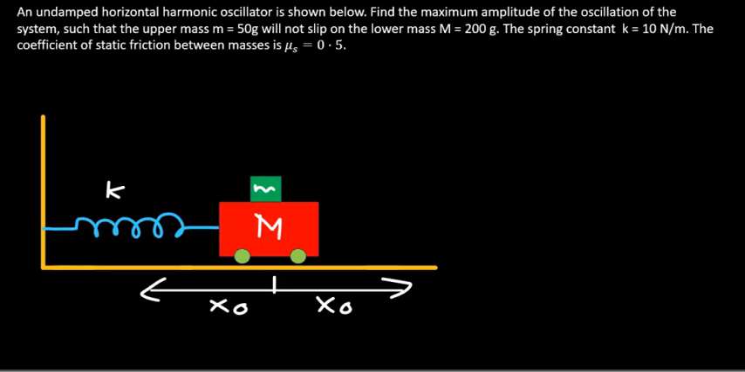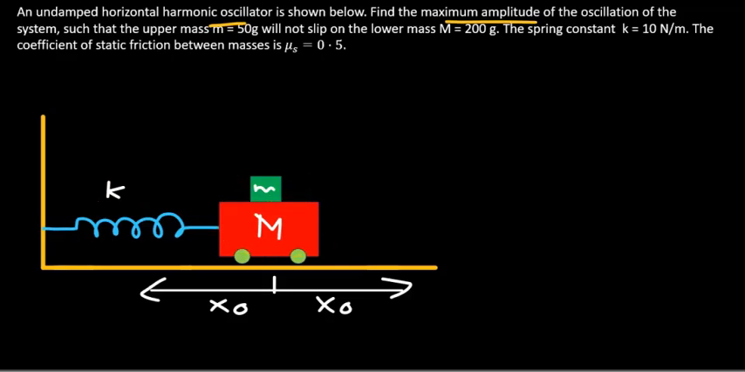Let's look at the following problem. An undamped horizontal harmonic oscillator is shown below. Find the maximum amplitude of the oscillation of the system such that the upper mass, this one here, will not slip on the lower mass, that's that one. The spring constant K is given to be 10 Newton per meter.